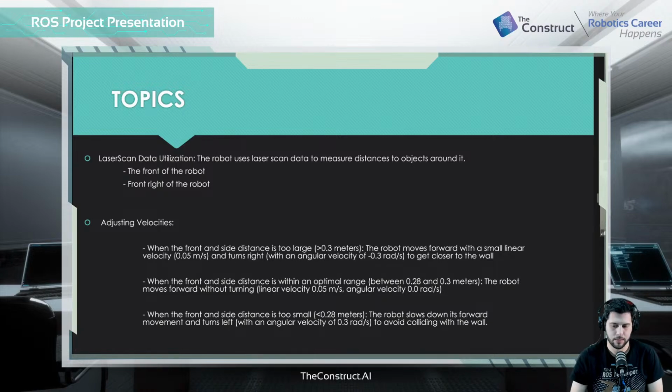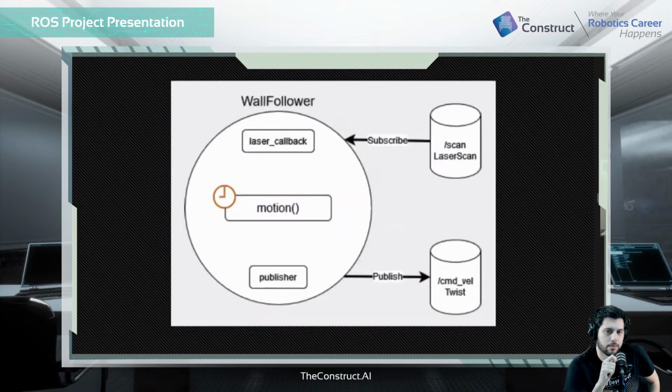And when the distance is too small, that means the robot is too close to the wall, the robot should slow down and move left. Accordingly, I've given the angular velocity and reduced the linear velocity. This is the flow chart, or the algorithm, that our wall follower is following.